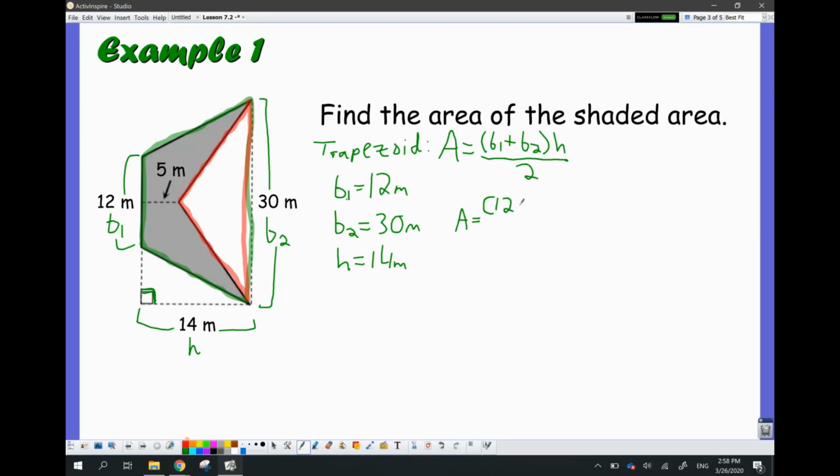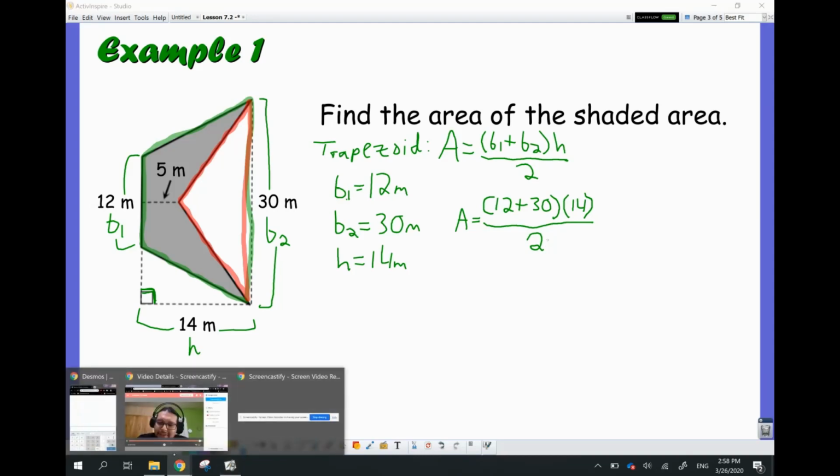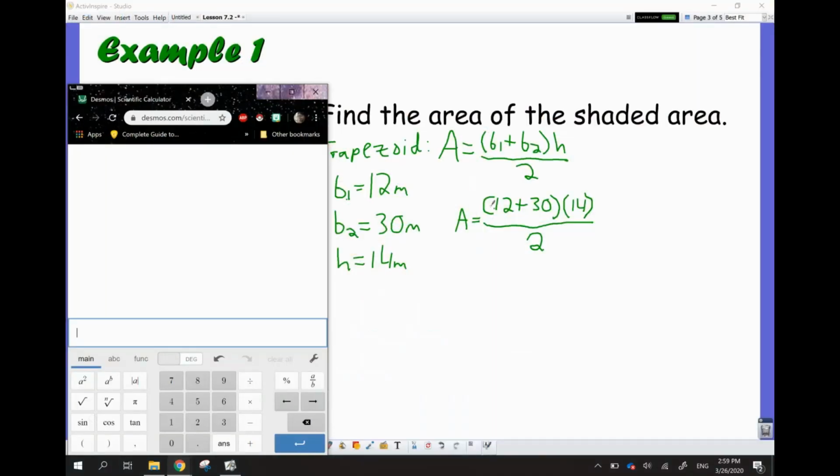I have 12. My B2 is 30. So let's plug that in. Then I close my parentheses just like I have it in my formula. Then I have H. I know that my height is 14. So I'm going to put 14 in parentheses so that I know I have to multiply those. And then this is all divided by 2. So now all I have to do is go to my calculator and plug that in. So let's start with the parentheses.